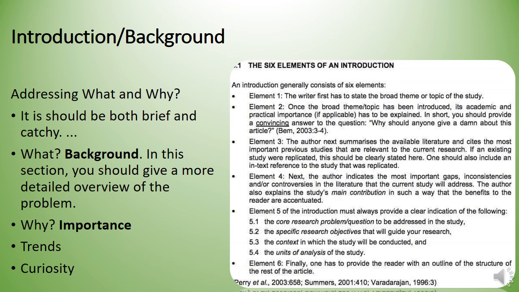Element 5 of the introduction must always provide a clear indication of the following. You've got to keep in mind these steps: the core research problem or questions to be addressed in the study, the specific research objective that will guide your research, the context in which the study will be conducted, and the units of analysis of the study. Now, this is a very important part, the unit of analysis of the study. Element number 6 is finally one has to provide the reader with an outline of the structure of the rest of the article.